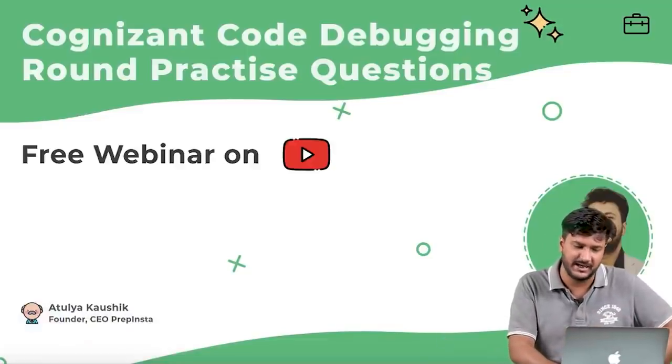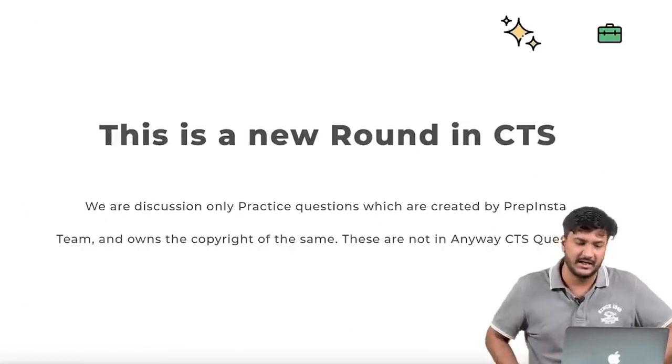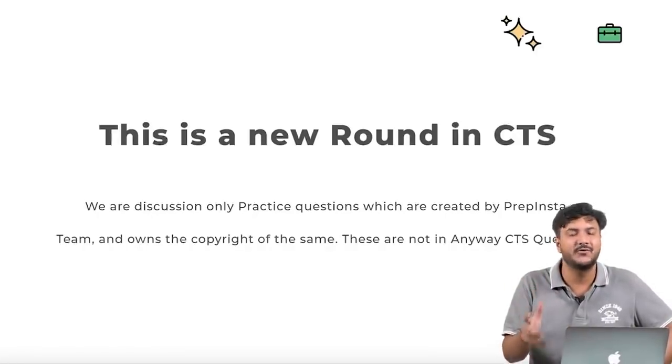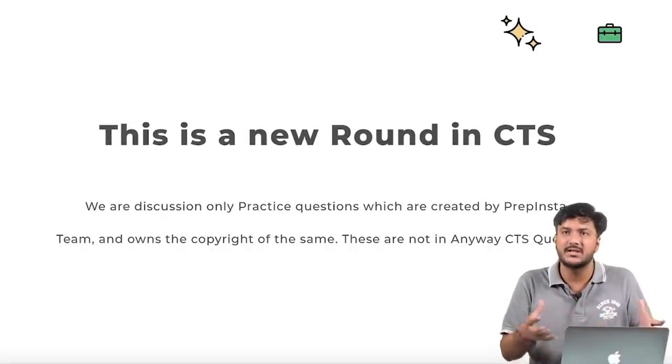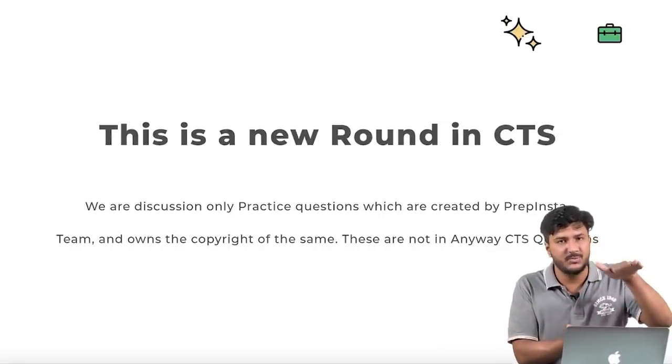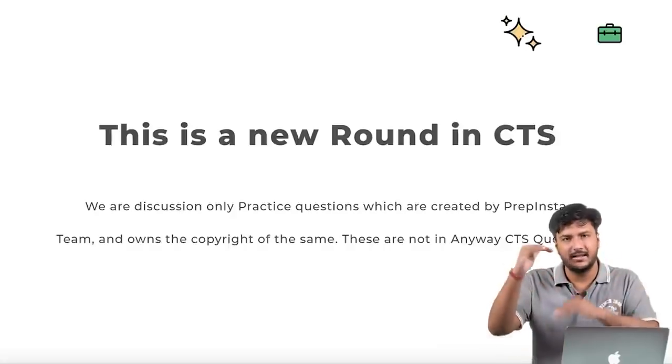So without wasting any further time, let's go ahead and start with this, right? First of all, this is a new round in Cognizant, so we think that there would be 7 questions and the time given to you would be 20 minutes, right? Now what essentially you have to do is, there would be a problem statement, and then there would be a code.